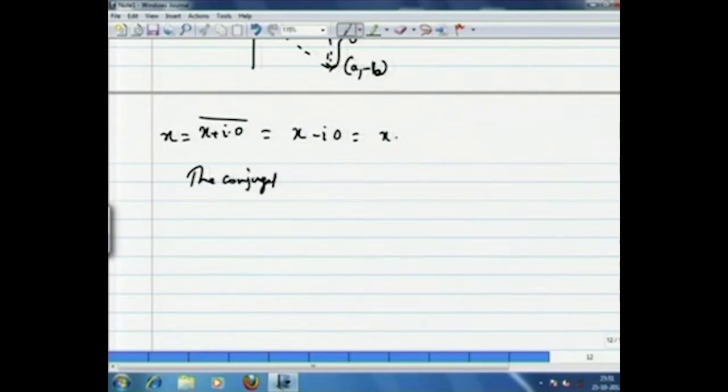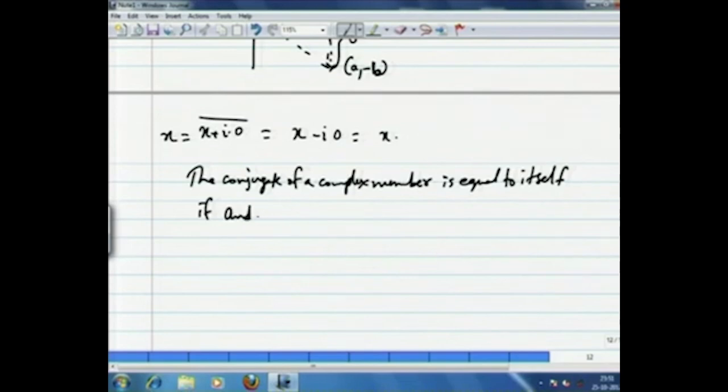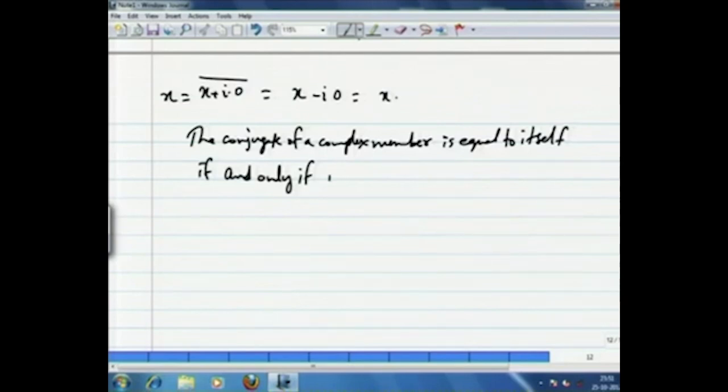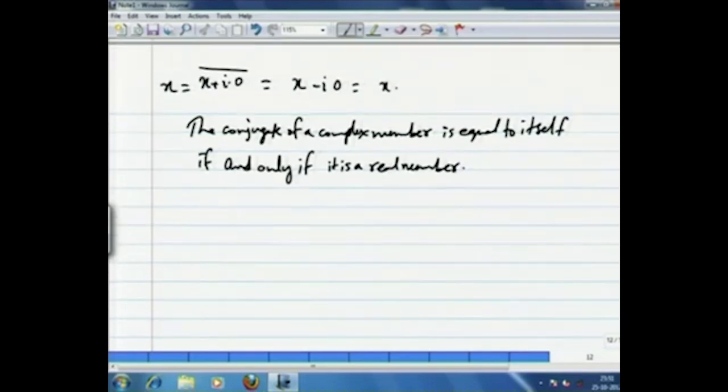So the conjugate of a complex number is equal to itself if and only if it is a real number. By that I mean it is a real number contained in the complex number system. We will often call the numbers of the form x plus i times 0 real numbers.